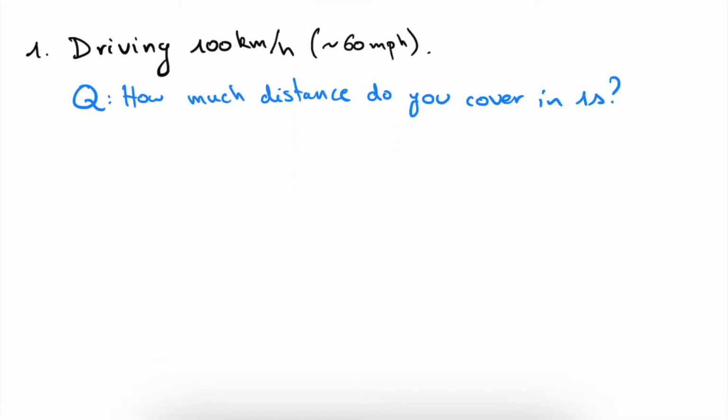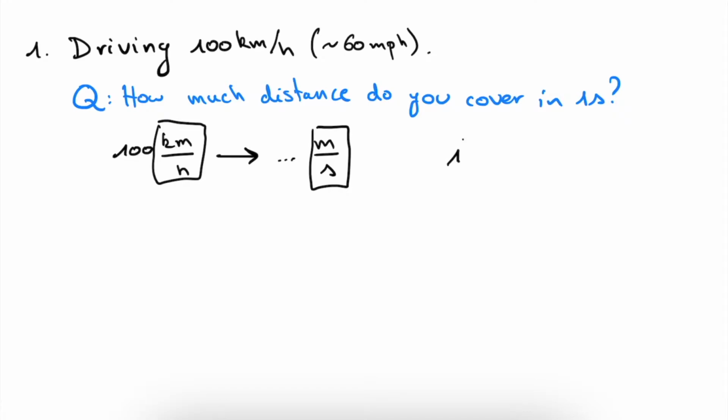The first exercise considers the following scenario. So you're just simply driving in your car at a speed of 100 kilometers an hour. This means around 60 miles per hour. The question now is, how much distance do you cover in 1 second? Well, what you have to do here is convert this 100 kilometers an hour to something meters per second, because at that point you know how many meters you cross in 1 second. What we have to do here is change this unit of velocity to this unit of velocity.